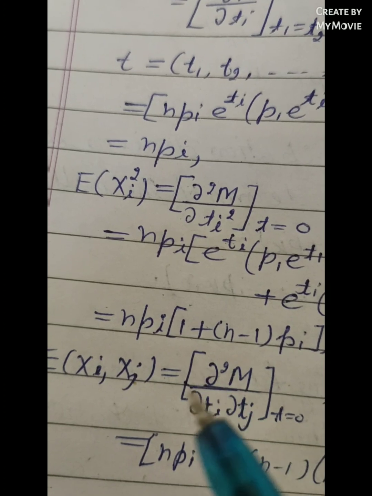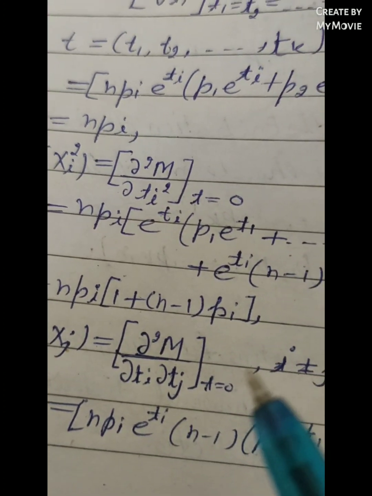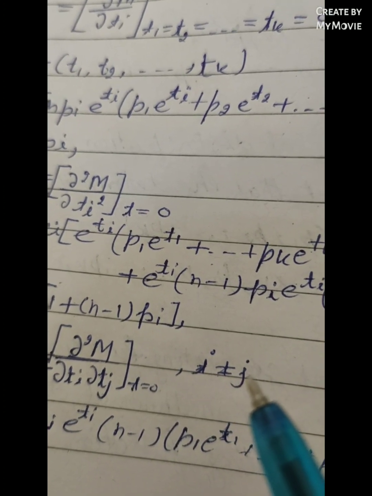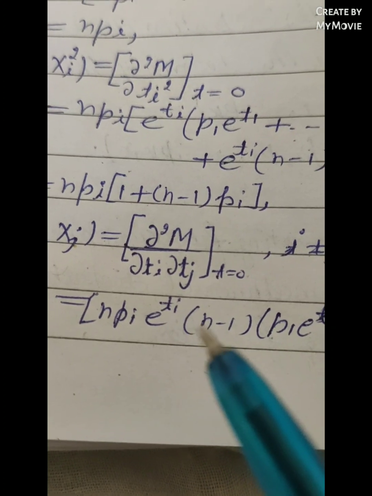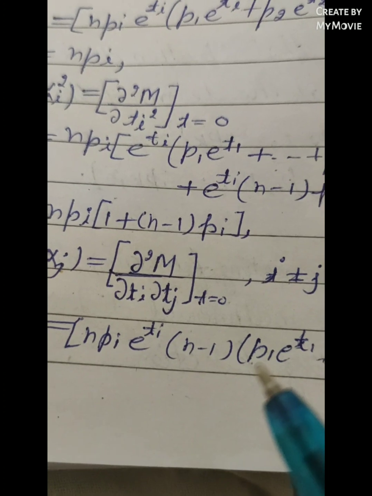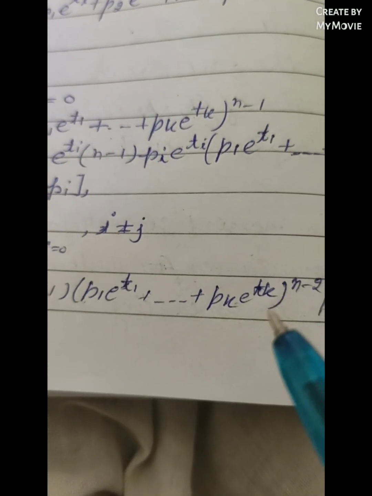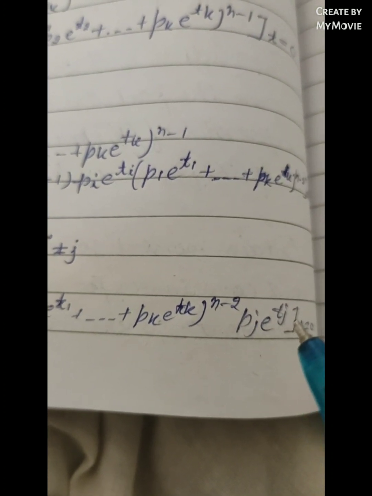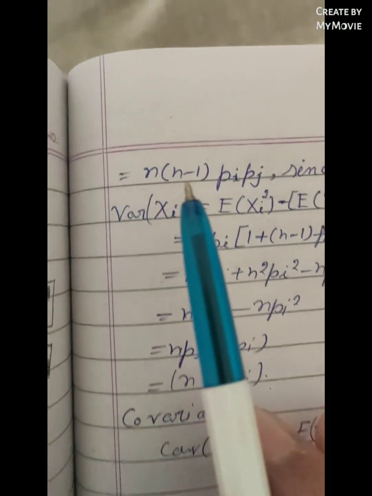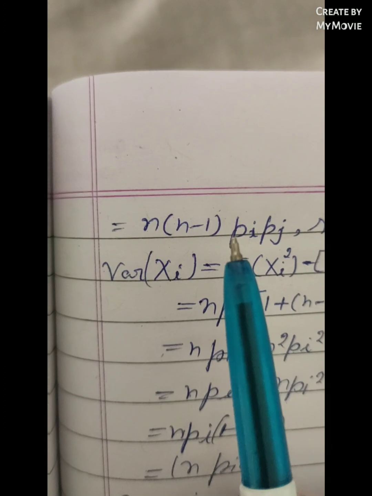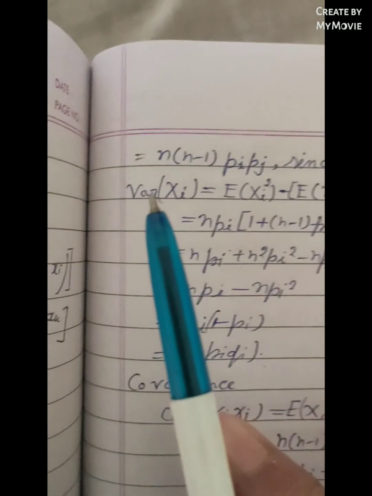E(Xi Xj) is equal to [del square M upon del ti del tj] at t equal to 0, where i not equal to j, which is equal to [n pi e raised to power ti (n minus 1)(p1 e raised to power t1 plus so on plus pk e raised to power tk) whole raised to power n minus 2 pj e raised to power tj] at t equal to 0, which is n into (n minus 1) pi pj, since p1 plus p2 plus so on pk is equal to 1.